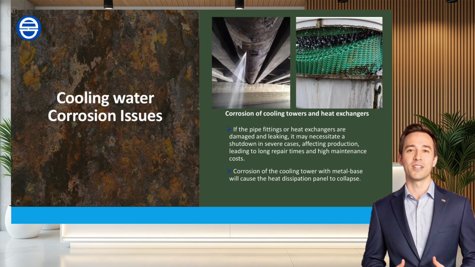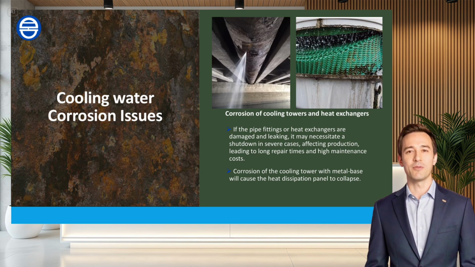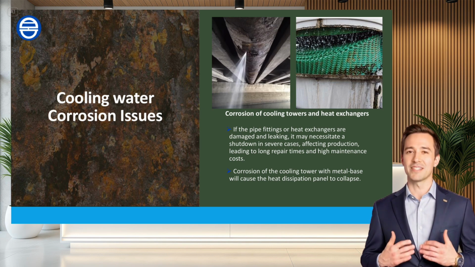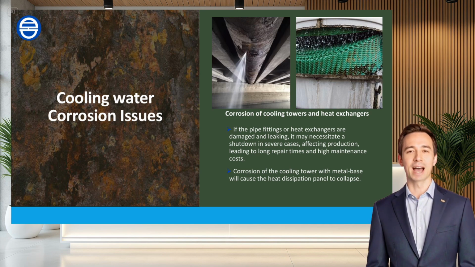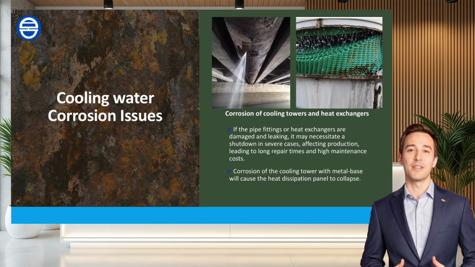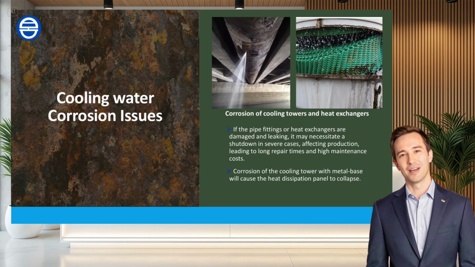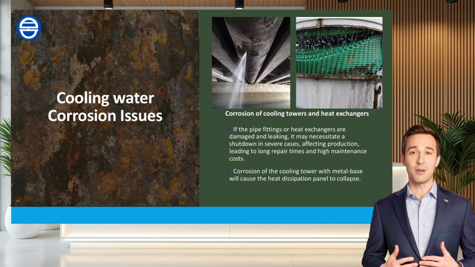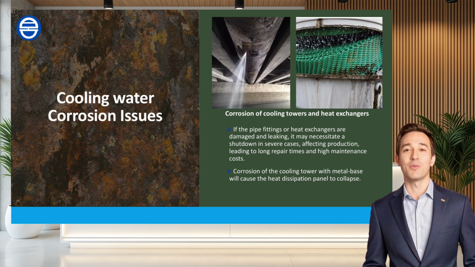Another common issue in cooling systems is corrosion. If your system operates in a corrosive environment or if water quality isn't well controlled, corrosion can start to eat away at metal pipes and heat exchangers. Over time, this leads to leaks or cracks in the system. And when that happens, you may have no choice but to shut down production and wait for repairs. Not only does that cause costly downtime, but repairs often take a long time and come with a high price tag.